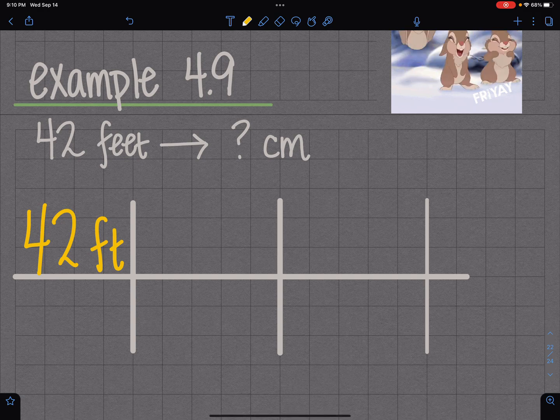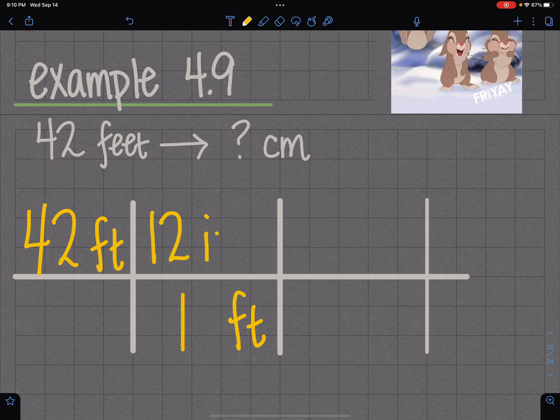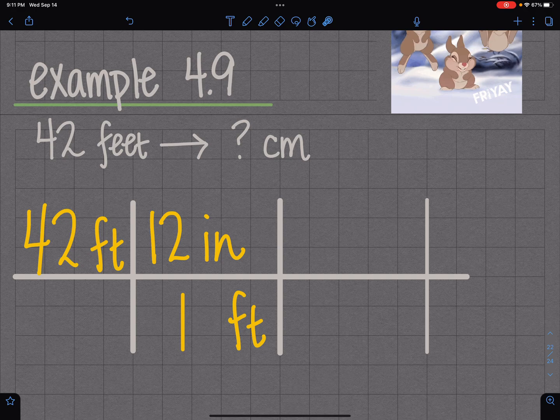The first thing I have to do is convert feet to inches. So I'm going to put feet on the bottom so that they cancel. I know that 1 foot has 12 inches in it. So again, this is like multiplying by 1, but the feet are going to cancel out eventually. All right, now I know I'm going to be left with inches, but they don't want inches.